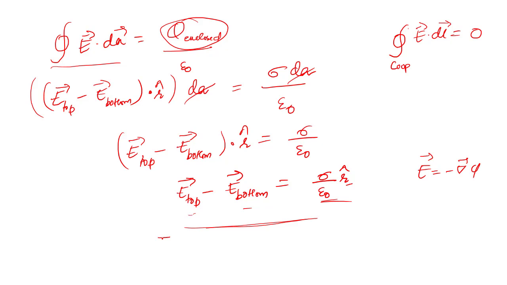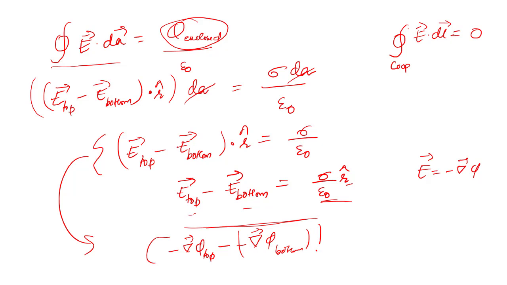So then I can write this condition as minus grad phi top minus of another minus grad phi bottom dot r is equal to sigma by epsilon naught, and I'm going to rewrite this on the next slide. So I have grad phi top plus grad phi bottom is equal to sigma by epsilon naught, and here I have it dotted with r.